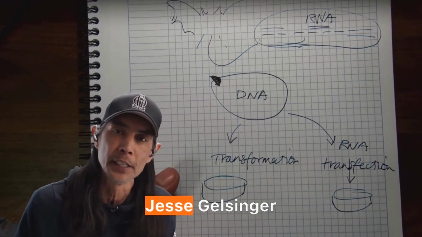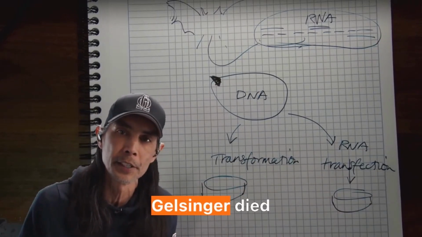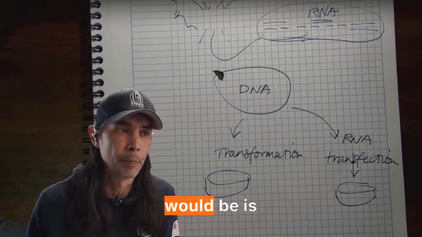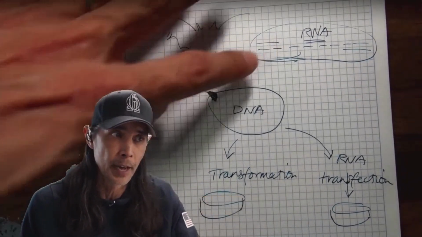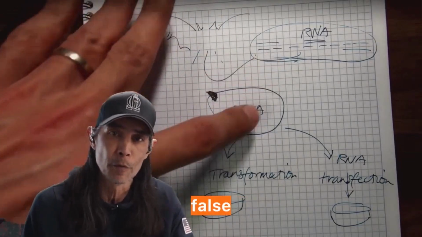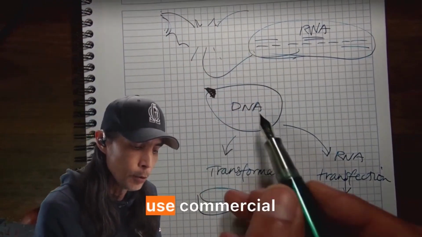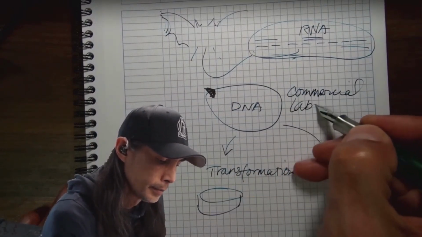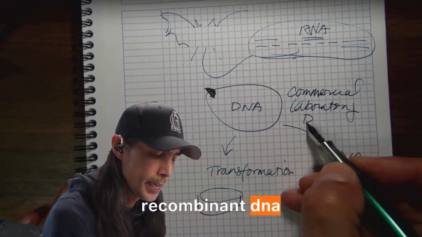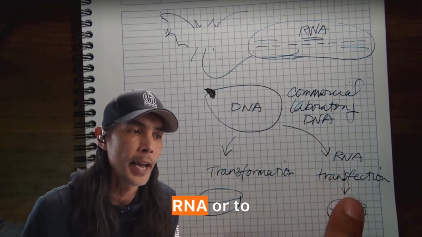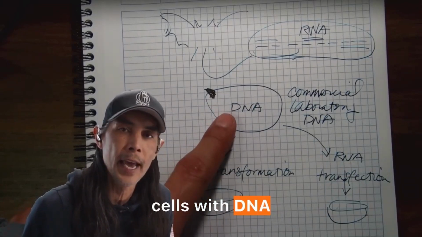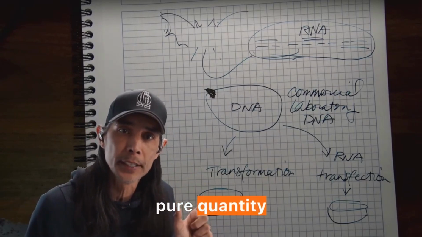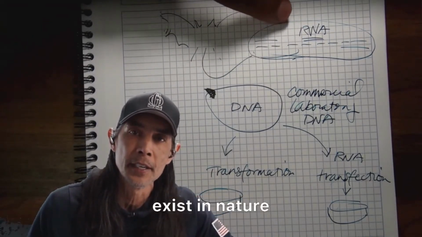But already going back to Jesse Gelsinger, they haven't used the correct words. When Jesse Gelsinger died, they called them gene therapies, just like they did now in 2020. So my point is that virology itself is based on this false equivalence. Now, why is this a false equivalence? Because if I use commercial or laboratory recombinant DNA to make this RNA or to transform these cells with DNA, I am starting with a DNA or an RNA at a pure quantity that does not exist in nature.